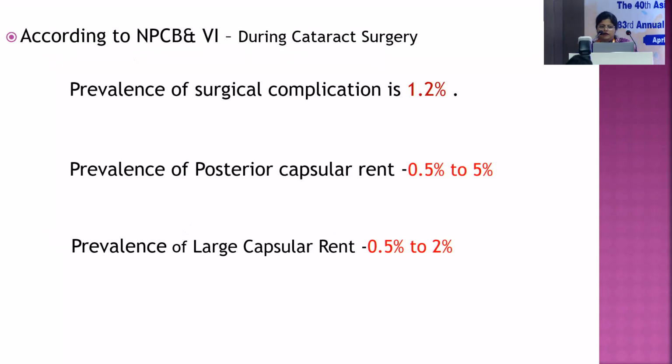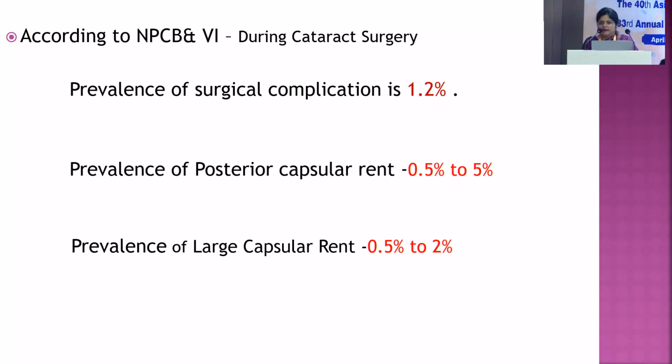According to the NPCB VI, during cataract surgery the prevalence of complication rate is 1.2%, out of which the prevalence of posterior capsular rent varies from 0.5 to 5%. That depends upon the surgical technique, the experience of the surgeon, the cases, as you saw there were so many complicated cases, and patient factors too. The prevalence of large capsular rent varies from 0.5 to 2%.